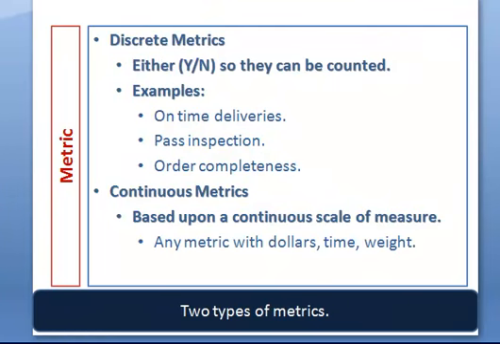Okay, a couple of types of metrics. We can have discrete metrics, which are yes, no, on, off. We can have on-time deliveries. We could have pass-fail, where the metric is discrete. You either did it or you didn't do it. Or you can have continuous metrics, like dollars, like time, like weight, etc.